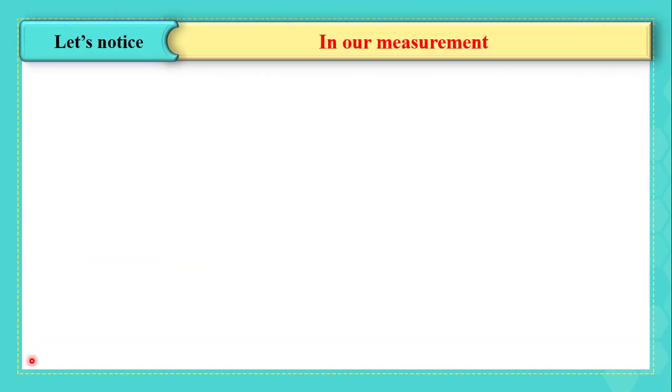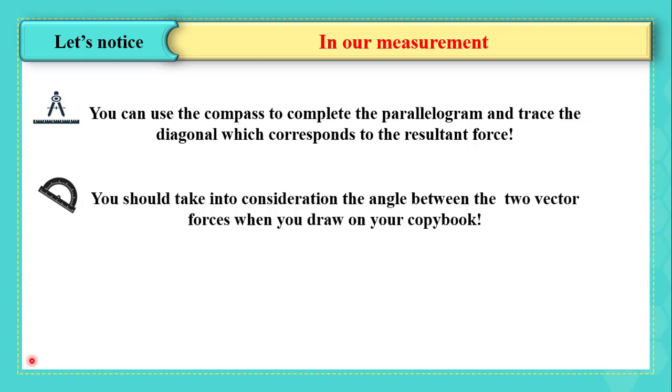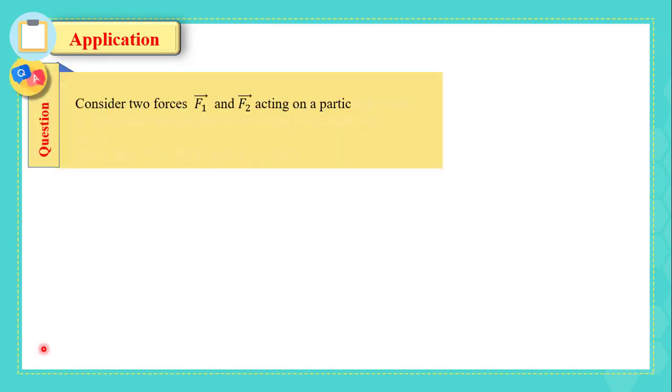Note that in our measurements, you can use the compass to complete the parallelogram and trace the diagonal which corresponds to the resultant force. You should take into consideration the angle between the two vector forces which you draw on your copybook. Your drawing will not be totally accurate, so we accept ±2 mm difference in your answers. Now let's practice by solving the following application. Try to focus on the steps followed by your teacher and try to apply immediately on your copybooks.